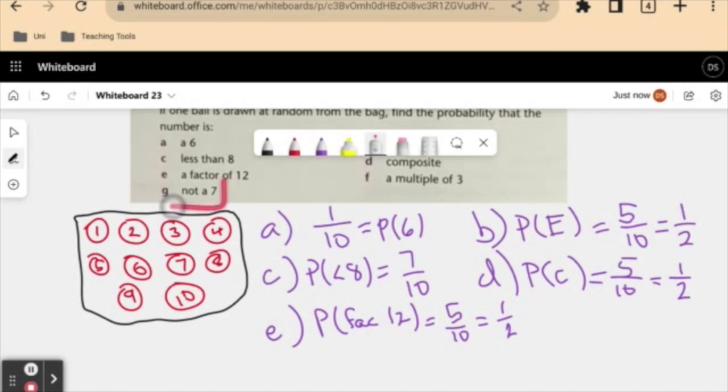Now, this one, not a 7 as well, is a complementary probability. You can have a go at this one to practice if you'd like to pause the video. But essentially, we can either count every number that's not a 7, or we can count the 7, find its probability, which is 1/10, and everything that's not that would be 9/10 because of this complementary probability idea we looked at before.